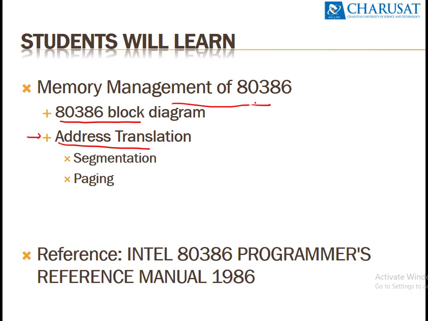In 80386, address translation is carried out in two stages. The first stage is segmentation, the second stage is paging. Segmentation is mandatory, however, paging is optional. The material, the diagrams and the text, I took from this manual, the Intel 80386 Programmer's Reference Manual, which was published in 1986.